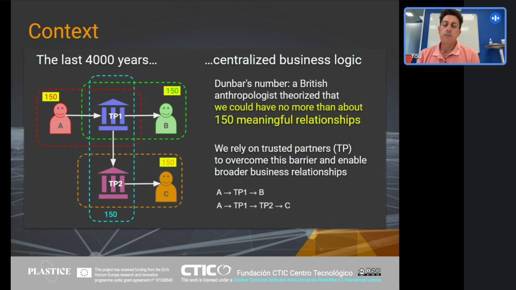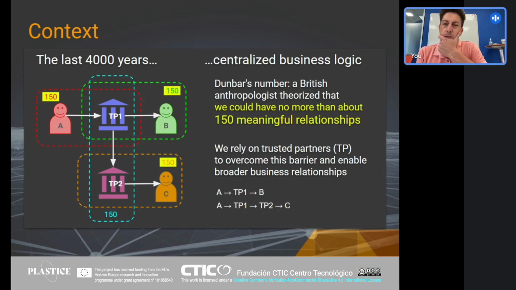You have to do it using a trusted party, a trusted partner. That's the way that we overcome that barrier, that human barrier or brain barrier, and can enable broader business relationships. That's the way commerce can flow and you can make commercial transactions between different communities, between countries around the globe, using these trusted partners.